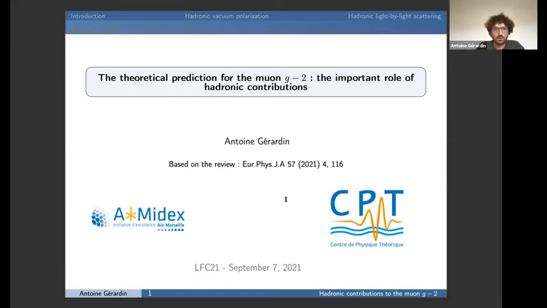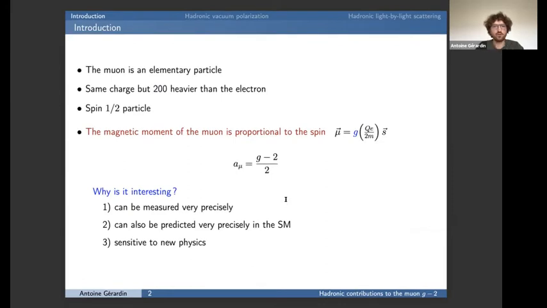Okay, so I will start with very basic stuff. As you all know, the muon in the standard model is an elementary particle, which is very similar to the electron, but about 200 times heavier. And like the electron, it is a spin 1/2 particle. So it has a magnetic moment, which is proportional to its spin, with g this proportionality factor. And then the anomaly is simply defined by the deviation of this g from 2, divided by 2.